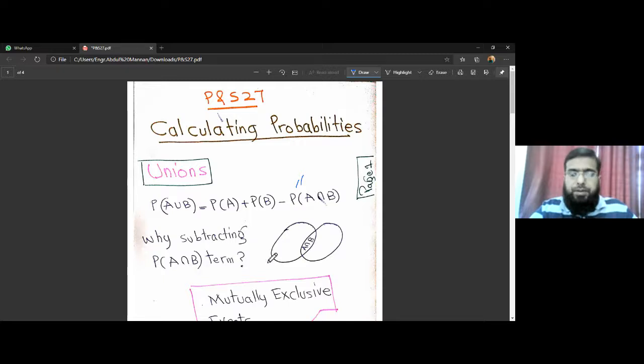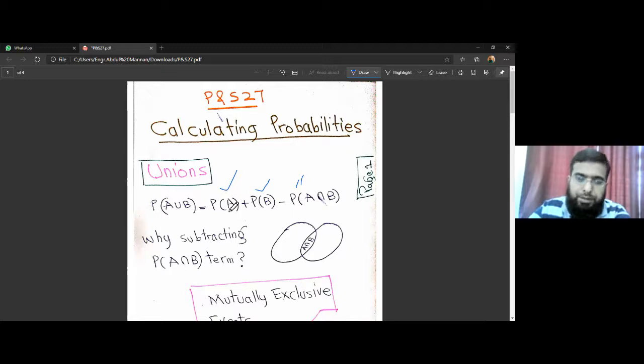We subtract it because it is included in A as well as in B. When we add these two probabilities, probability of A and probability of B, the A intersection B term is counted twice because it is included in A as well as in B. When we studied union in elementary classes, maybe in class 8, 9, 10, we counted the commons of A and B only once. We don't count the commons twice, right?